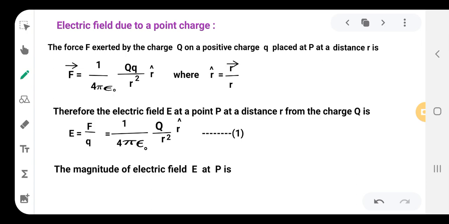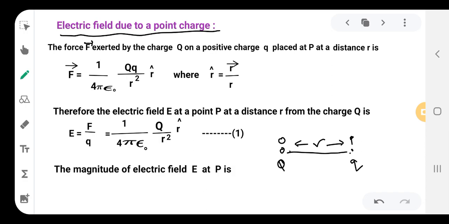Now, electric field due to a point charge. Consider the force F vector exerted by the source charge Q on a unit positive charge q placed at a point P at a distance r. So this is the source charge Q at O, and here is another test charge small q at P. The distance between these two is r.